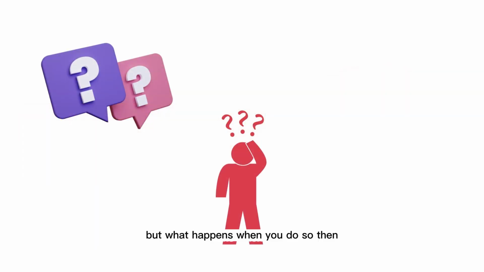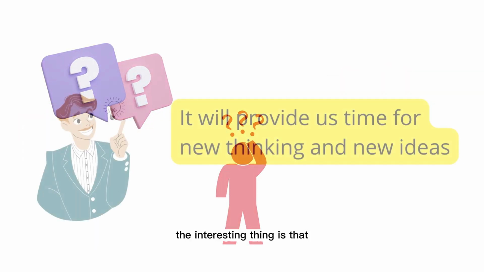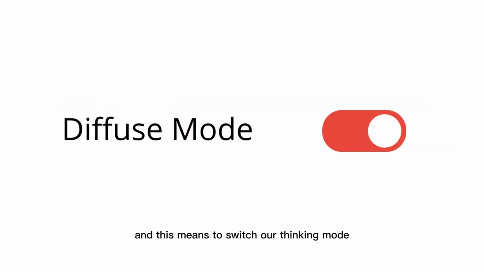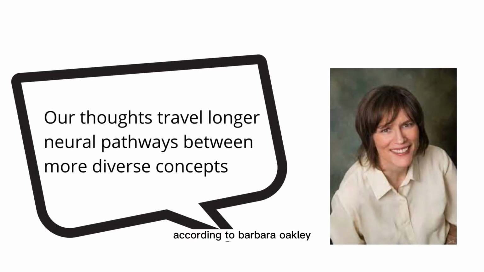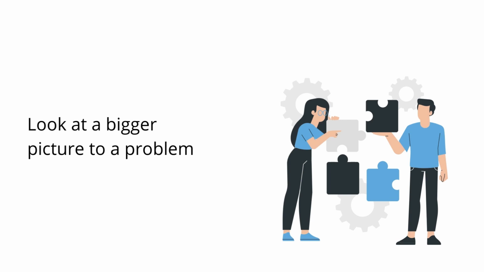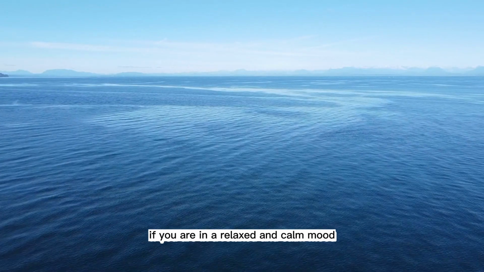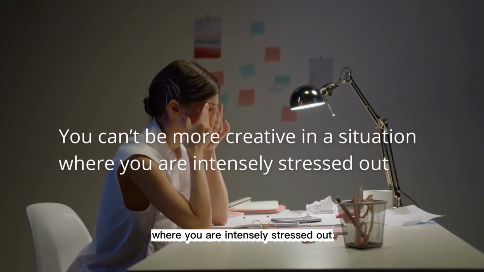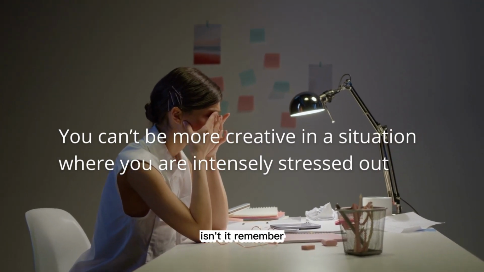But what happens when you do so? The interesting thing is that it will provide us time for new thinking and new ideas. And this means switching our thinking mode to diffuse mode. According to Barbara Oakley, during diffuse mode thinking, our thoughts travel longer neural pathways between more diverse concepts. So, this allows us to look at a bigger picture of a bigger problem. You could come up with a creative idea if you are in a relaxed and calm mode. But you can't be more creative in a situation where you are intensely stressed out, isn't it?